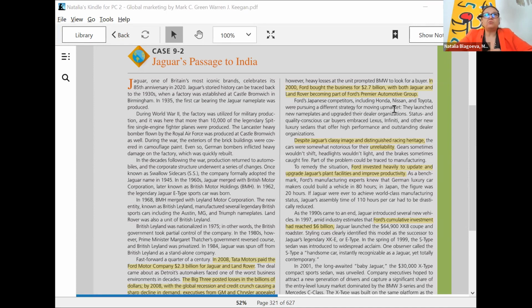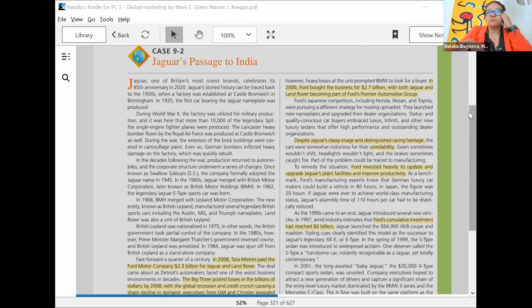You probably all know Jaguar as a company. Jaguar is one of Britain's most iconic brands. Two years ago, they celebrated their 85th anniversary. Jaguar has an interesting history. Initially it was a private company. Then at some point it was nationalized, so it became state-owned. Then it was privatized again.